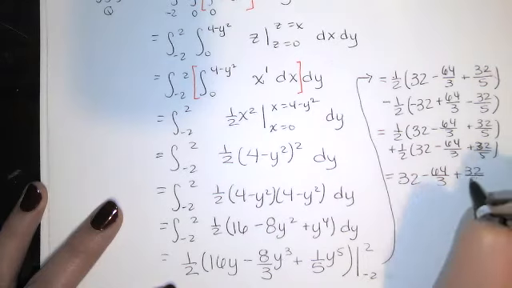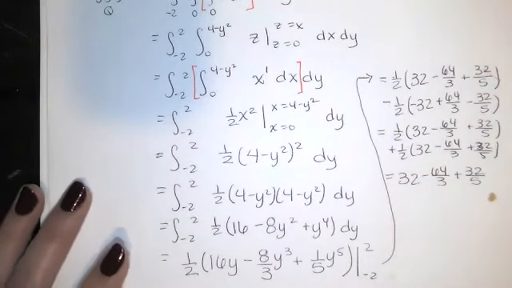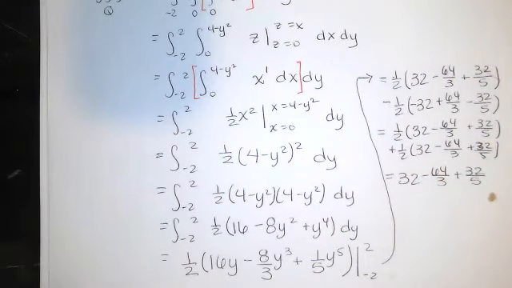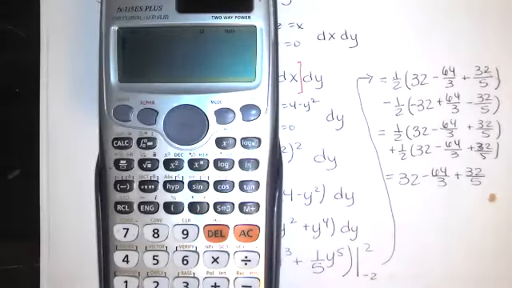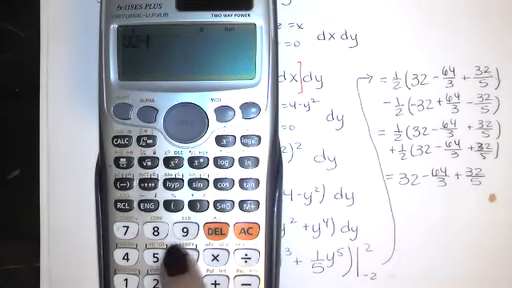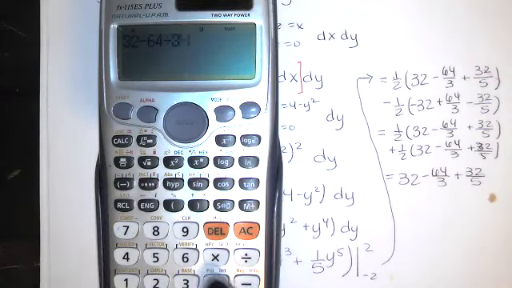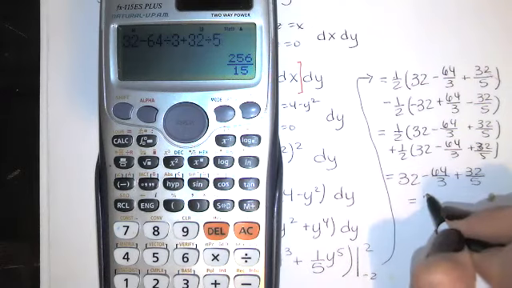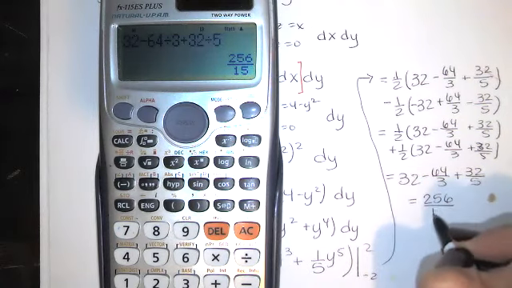Okay, now at this point, we could have a lesson in simplifying fractions, but I'm not going to do that to you in a calculus video, not in Calculus 3. I'll just use my calculator to do the arithmetic to save us some time. Okay, so I've got 32 minus 64 over 3 plus 32 over 5, and I get 256 over 15. That's the exact answer.